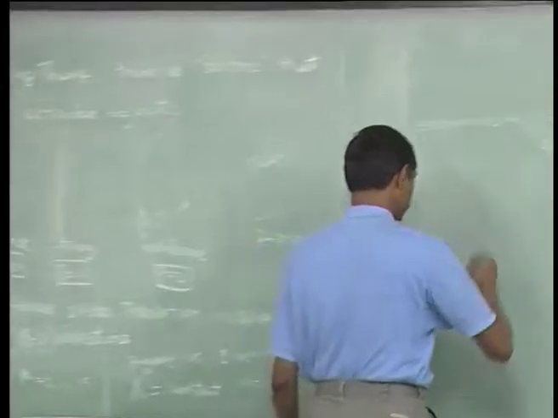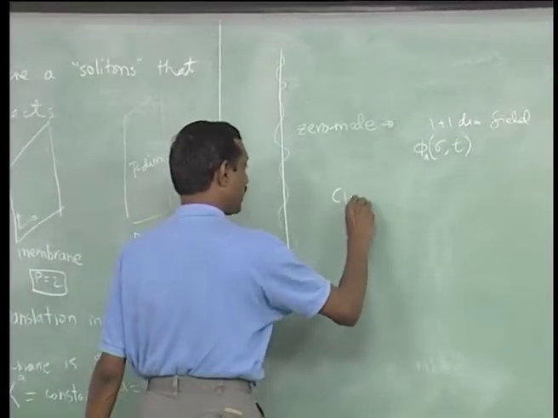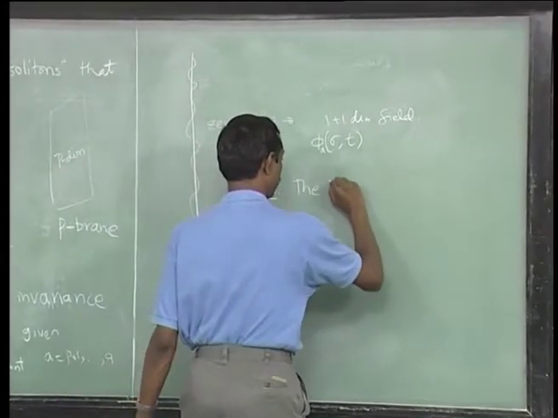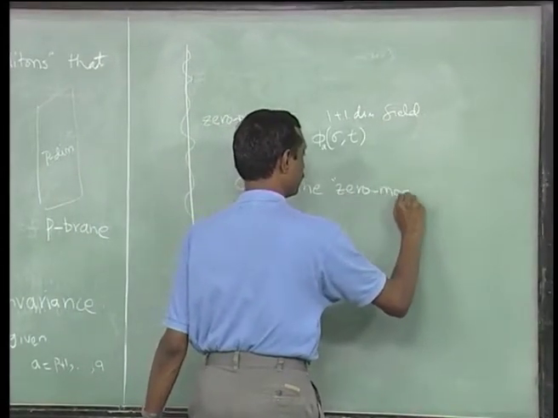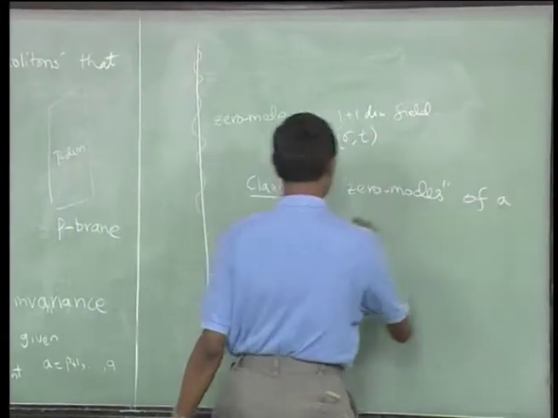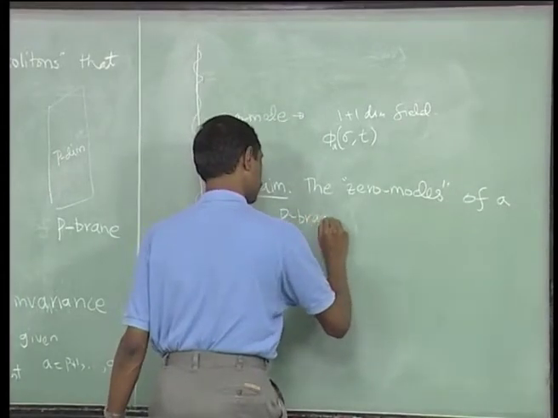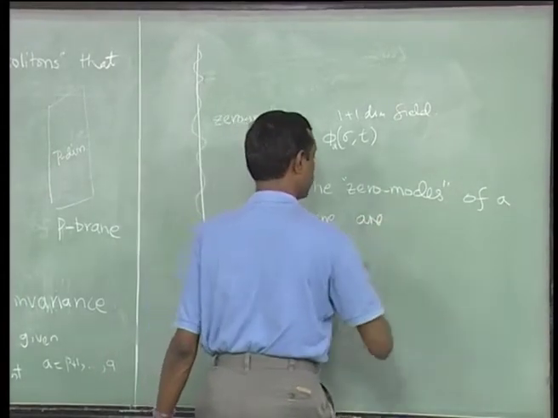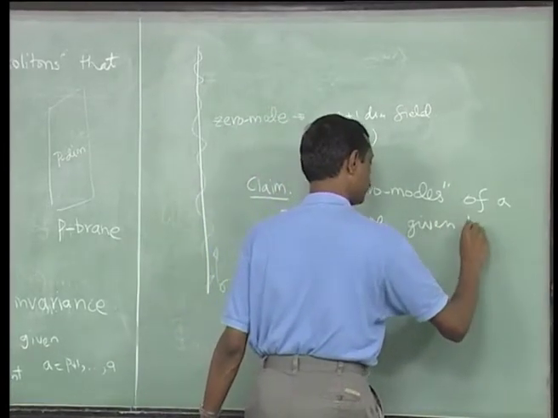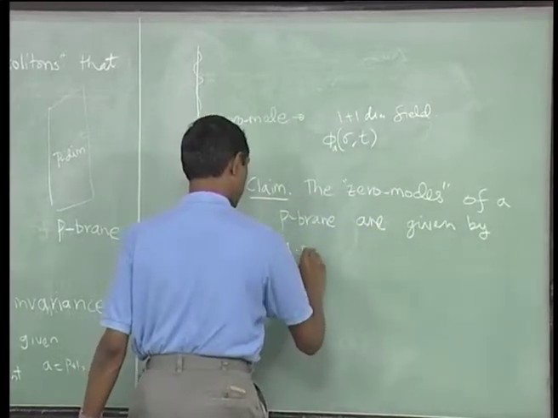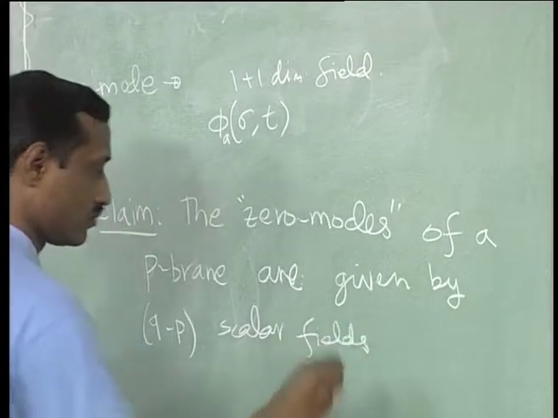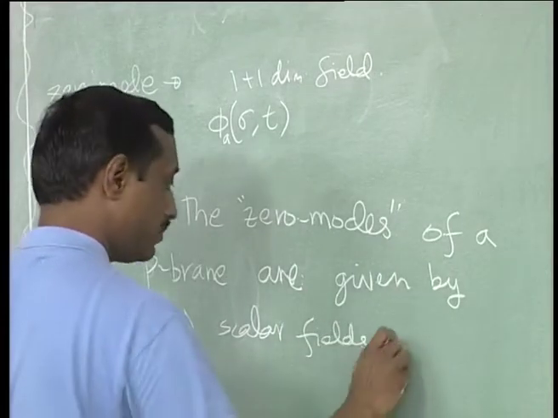Okay. So this sort of tells you that the claim is that the 0 modes or the light fluctuations of a p brane are given by 9 minus p scalar fields, okay, in p plus 1 dimensions.